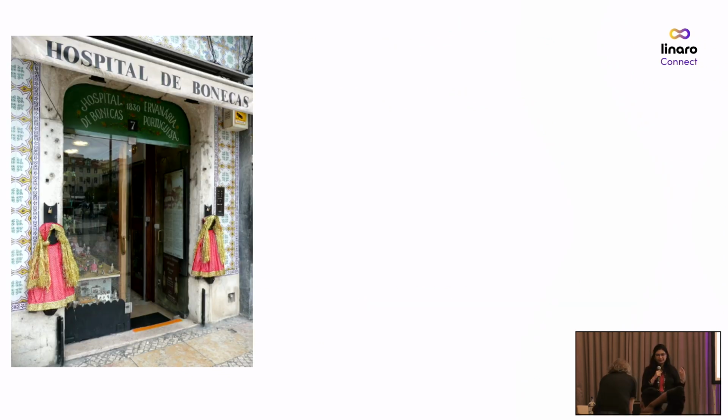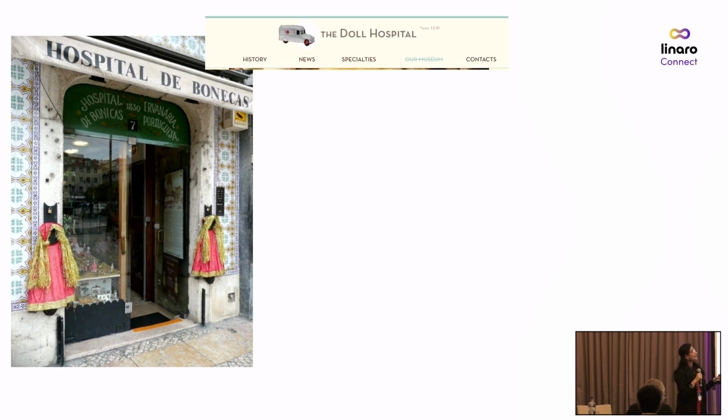And this is the last bit, literally. Do you know what this is? Any guesses? I mean, it's a hospital, clearly, no-brainer. What is the hospital about? Any guesses? Dolls, you say? Yes, that's right. No kidding, this is the doll hospital.